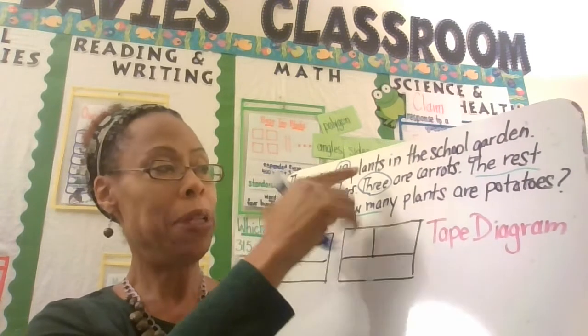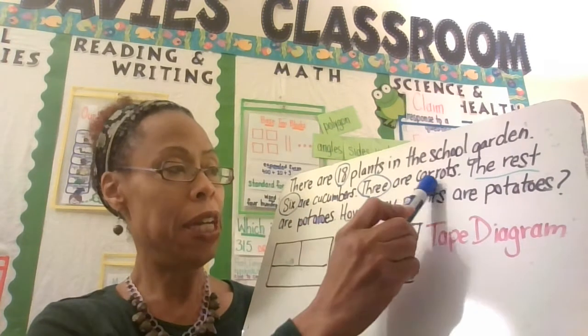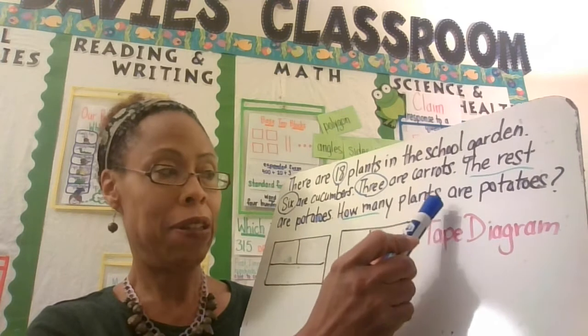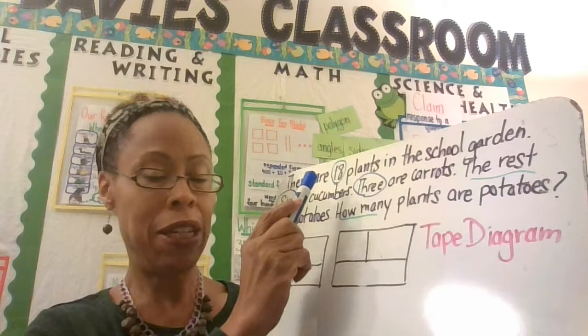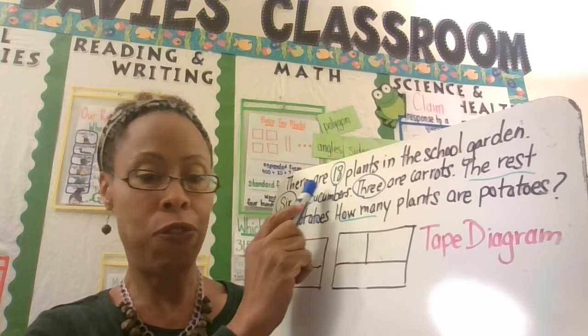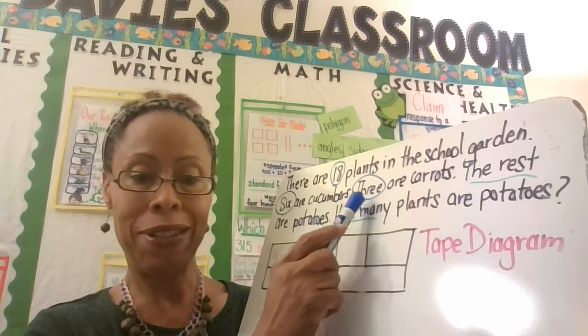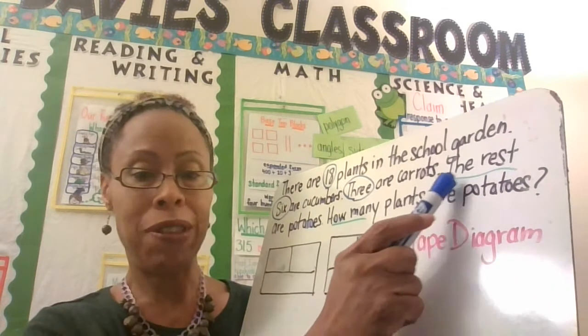There are 18 plants in the school garden. 6 are cucumbers, 3 are carrots. The rest are potatoes. How many plants are potatoes? Now we've already circled the key numbers. 18, this is in numeric form, and then 6 and 3 are in word form, but they are still numbers, so we circle them. And then here are some keywords, the rest.